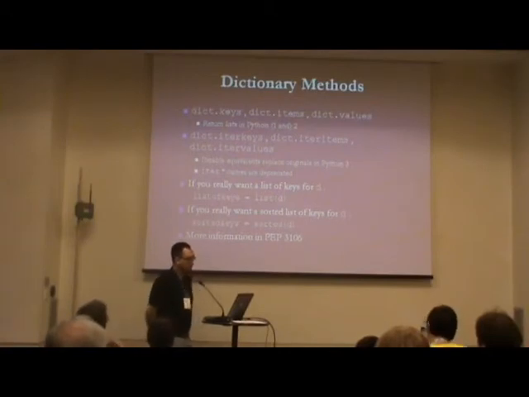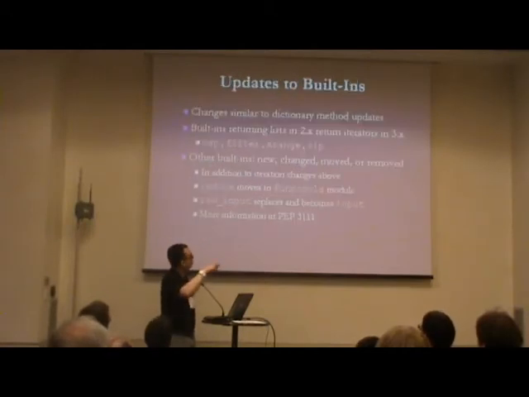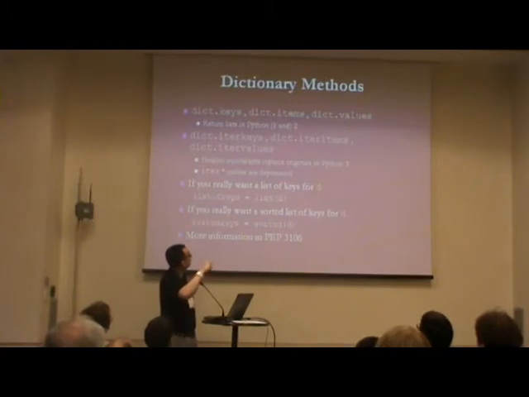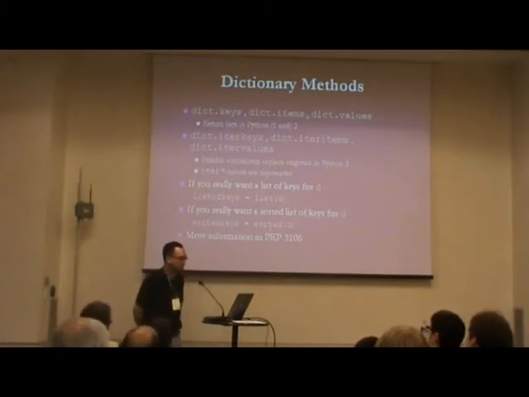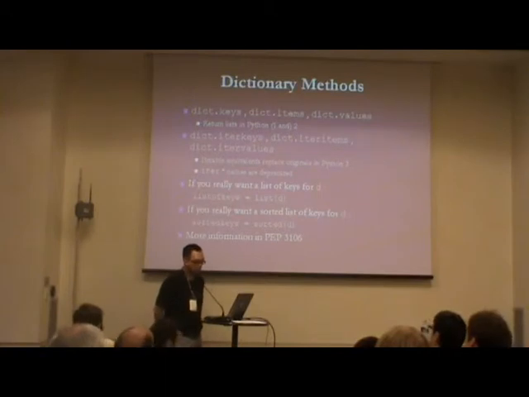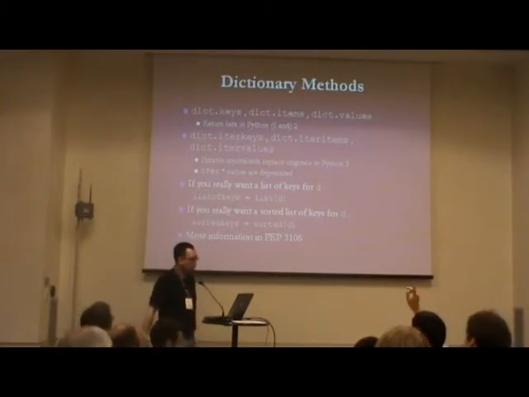The main reason for that is not to inconvenience you. If you really have to have a list, then just pass it to list and you get a list of the keys. If you want a sorted list of keys, you can just call sorted on it. So you can always call list on something that you want to have as a list. You can find more about dictionary methods in PEP 3106.